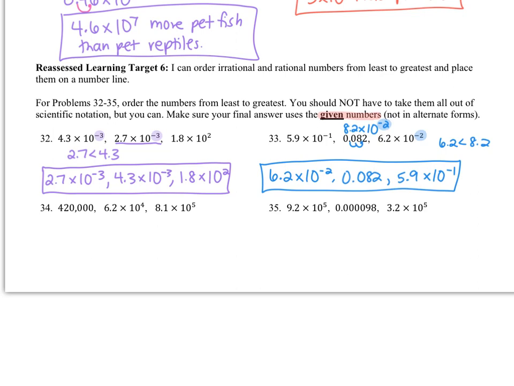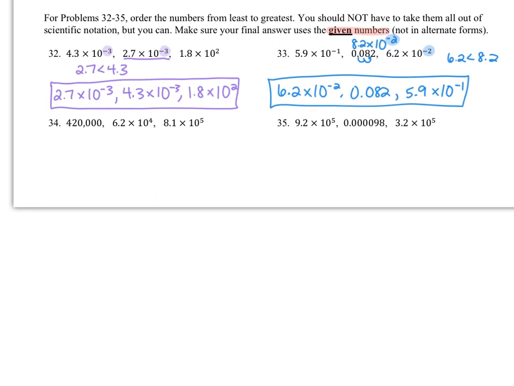Next one. 420,000 is written in standard form, so I'm going to go ahead and put that in scientific notation. Here's your decimal all the way to the right because it's a whole number. 1, 2, 3, 4, 5. So 4.2 times 10 to the +5 because it was a big number. Now I can compare their exponents.